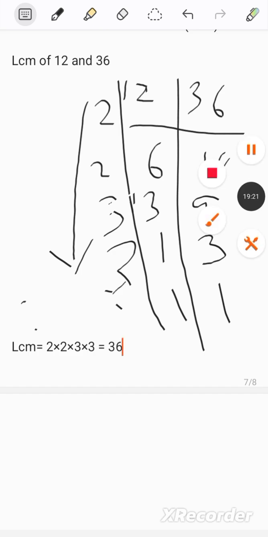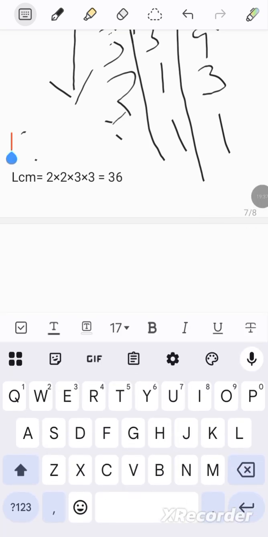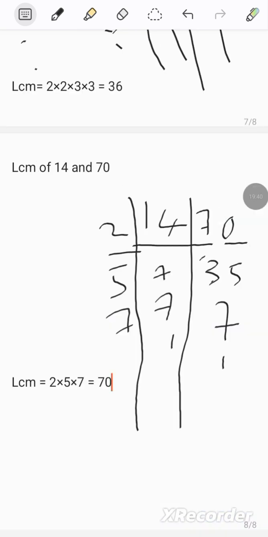Now we look at another example. Let's say 14 and 70. The LCM of 14 and 70 is 2 times 5 times 7, the product of these common multiples, which is 70. The LCM of 14 and 70 is 70.